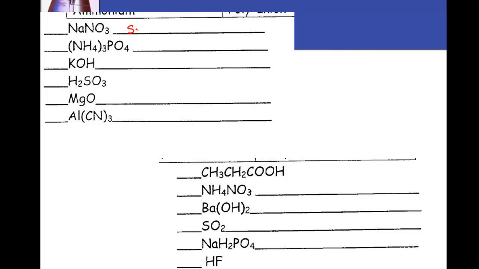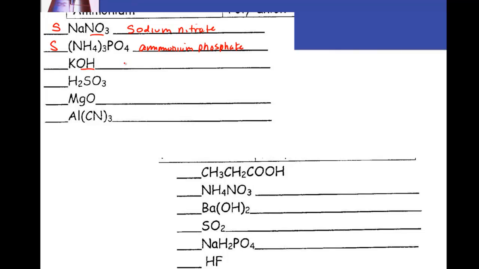For example, this first one is sodium nitrate, and hopefully you can see the nitrate ion here. This is a salt. It doesn't start with hydrogen, it doesn't end with OH. What you have is a positive and a negative ion. The next one is ammonium phosphate, and this is also a salt. Again, it doesn't start with hydrogen or end with hydroxide, and it is not a simple oxide.